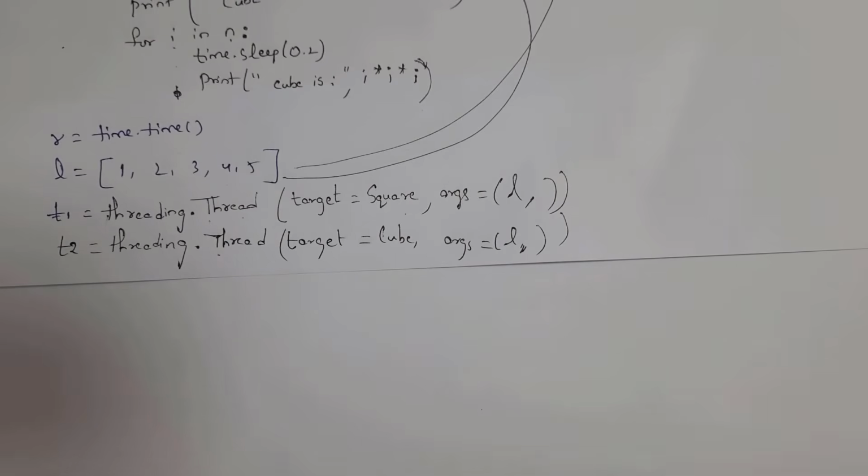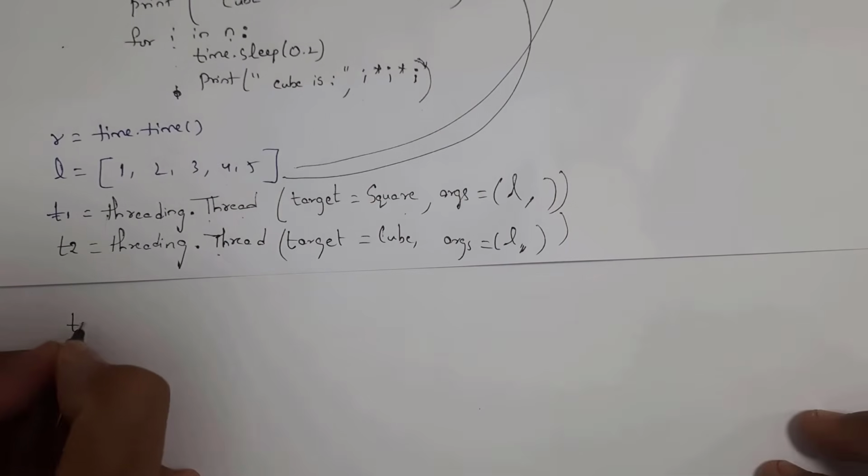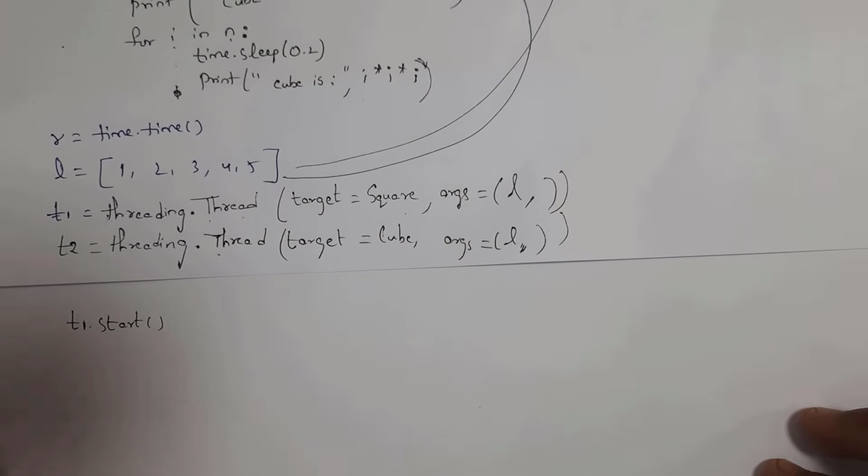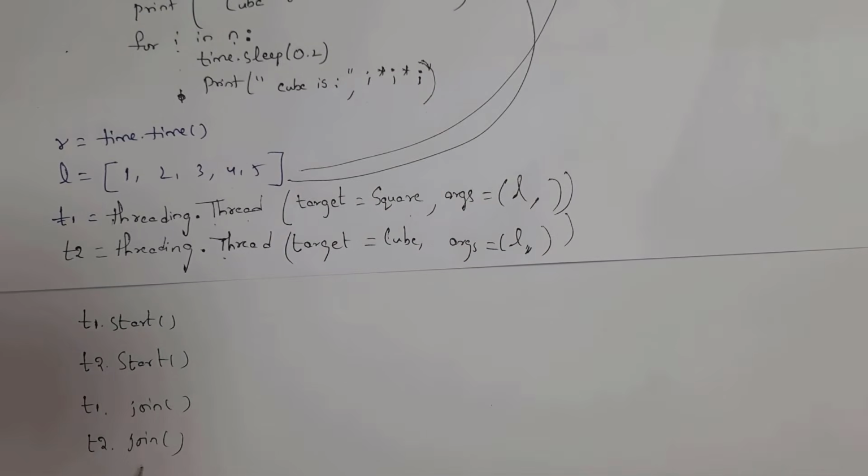In order to start execution, write t1.start, and next, to execute t2, write t2.start. Next write t1.join, and next t2.join, where the join method is used to wait for a thread until it terminates.